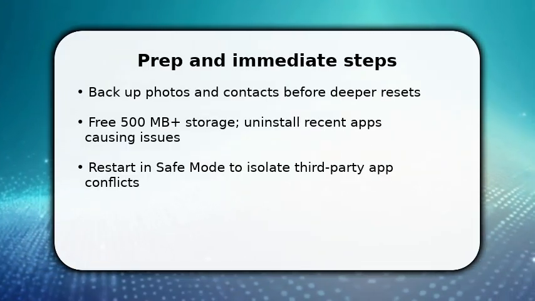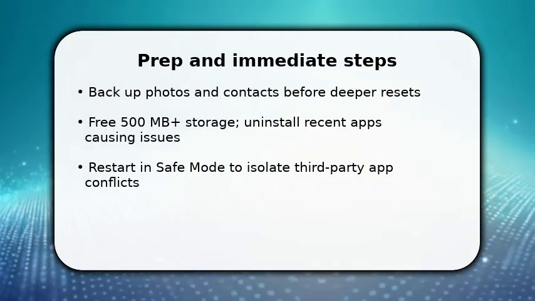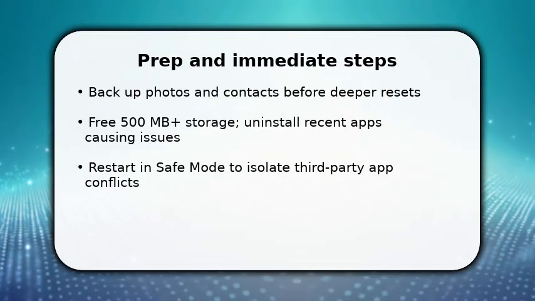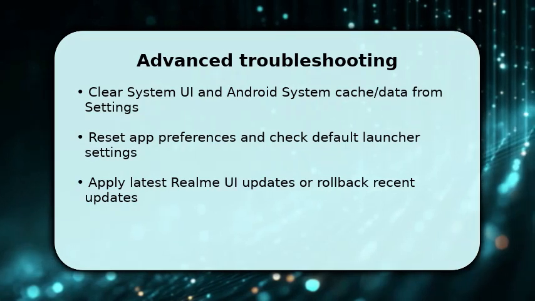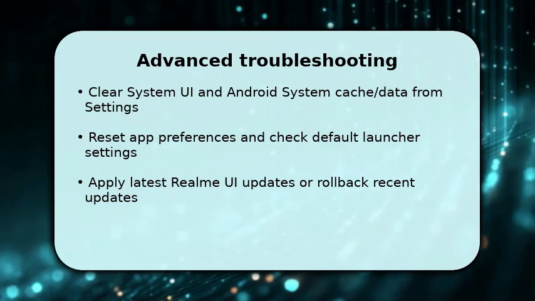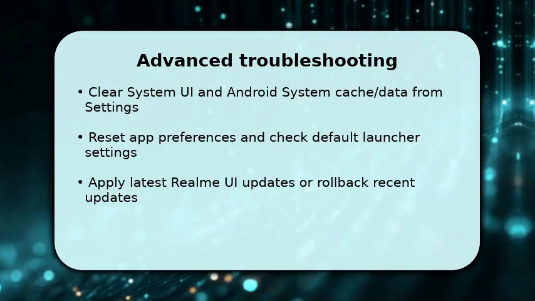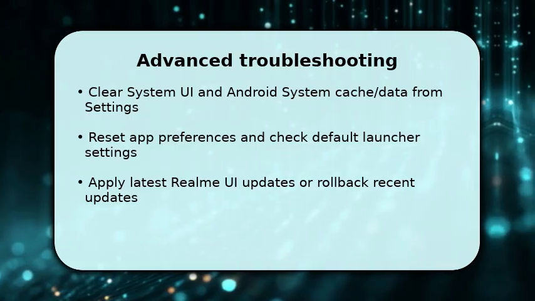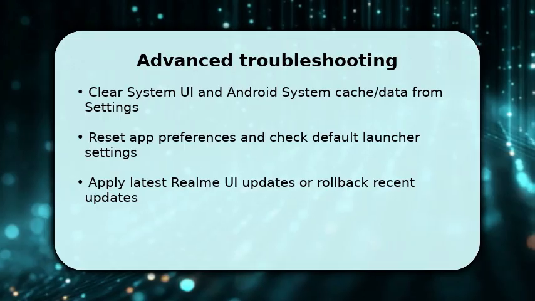If system UI behaves in safe mode, uninstall the most recent apps one by one and restart between removals to identify the offender. Now you perform detailed fixes. Go to Settings, Apps, Show System Apps, find System UI and Android System, then clear cache and, if needed, clear data. This resets temporary settings without deleting personal files.